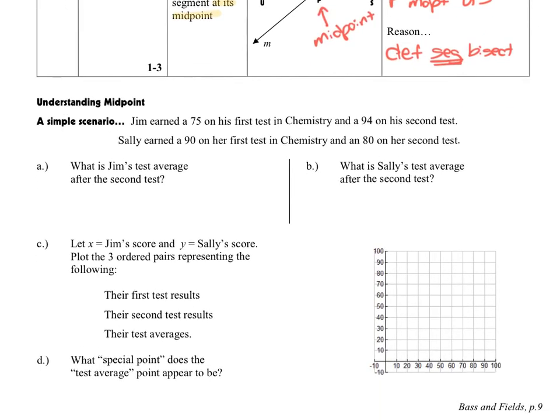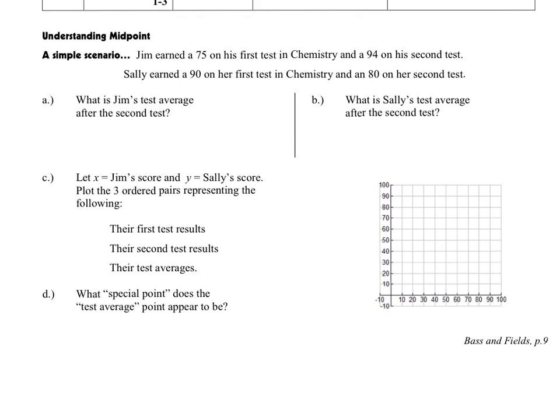Now, the last thing that we're going to do is develop our formula for a midpoint. We're going to think of this in terms of a scenario that you already understand. Let's say that we have Jim who earns a 75 on his first test and a 94 on his second test. We could easily calculate Jim's average. You've been doing that for a very, very long time in your mathematical career. We all know that we're going to add these two numbers together and divide by 2, and we find that Jim's average is an 84.5.